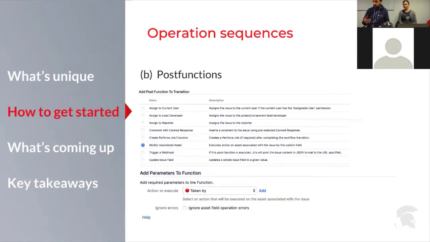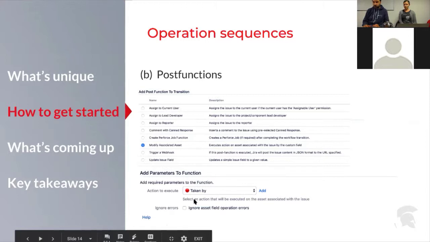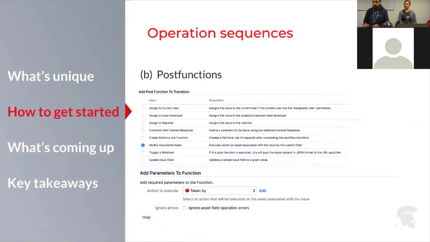The other way of using those operation sequences is to have them as post functions and connect them to the Jira workflow. So if you install Asset Tracker and you use it in your Jira, then you will notice one additional option during the creation of a post function in the workflow. You'll have the option to modify associated asset. And during performing a workflow transition from one status to another, you can check which operation sequence will be performed on an asset that is tied to this particular issue.